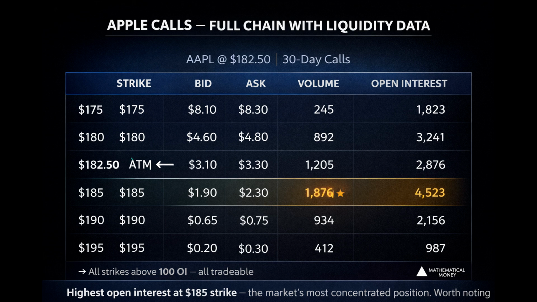Strike 185, volume 1,876, open interest 4,523. The highest open interest in the chain. This is where the market has the most concentrated positioning. Strike 190. Volume 934, open interest 2,156. Liquid. Strike 195, volume 412, open interest 987. Thinner. Acceptable, but watch the spread. All of these are tradable. The concentration at 185 is worth noting.